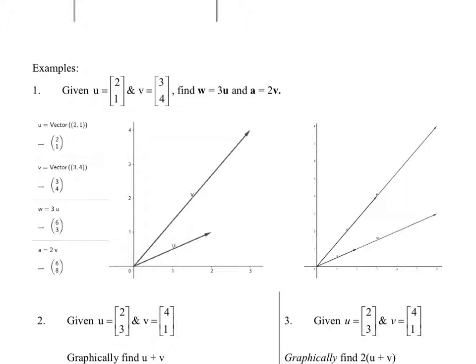Example 1. Given u equals (2, 1) and v equals (3, 4), find w equals 3u and a equals 2v. All right. And then going through, you can see the solution here.